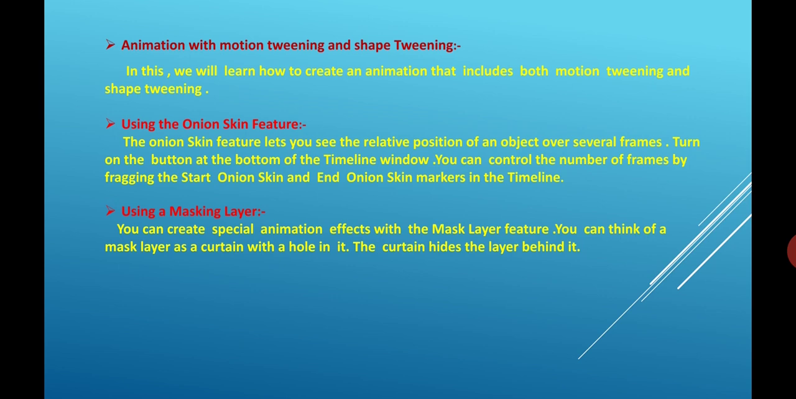Now, first one is animation with motion tweening and shape tweening. In this, we will learn how to create an animation that includes both motion tweening and shape tweening. In shape tweening, you define the beginning and ending object in keyframe. Flash creates in-between frames, redrawing the object with incremental changes that transform it.